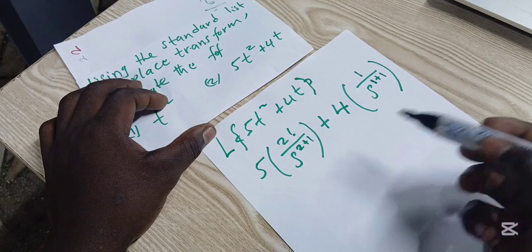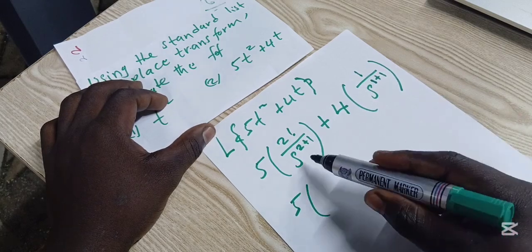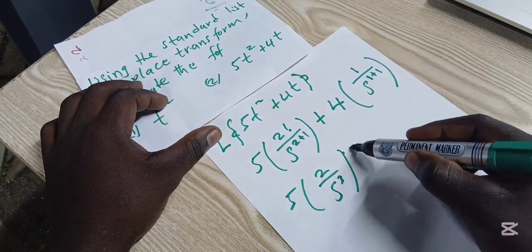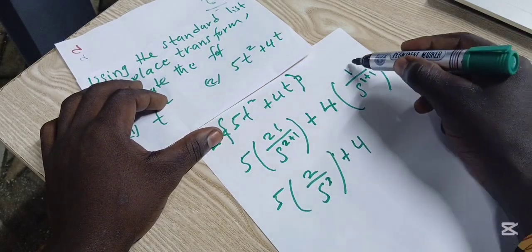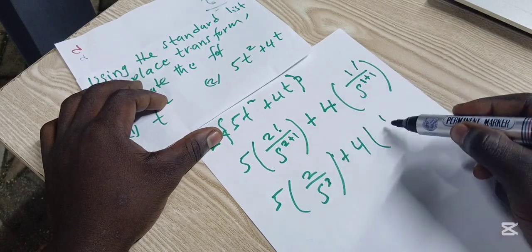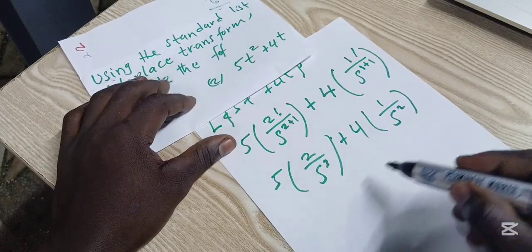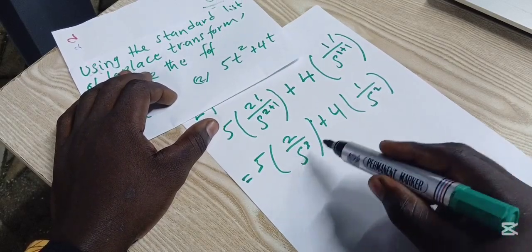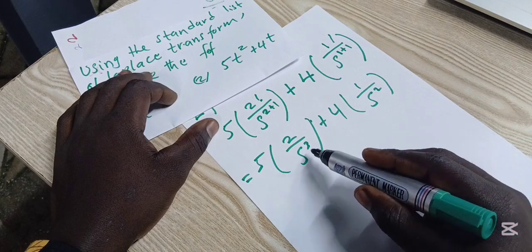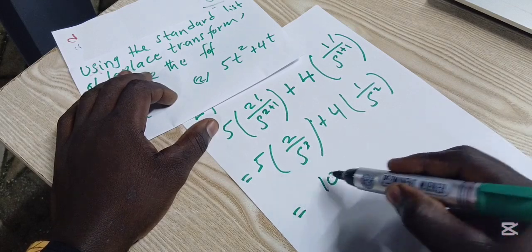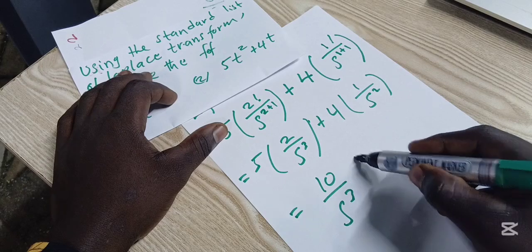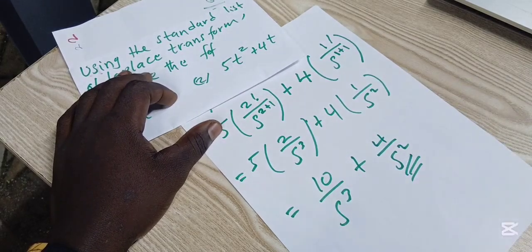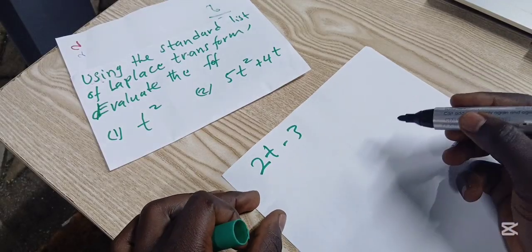So let's simplify this. 5 into bracket, 2 factorial is the same as 2 over s to the power 3, plus 4 into bracket, 1 factorial is the same as 1, so 1 over s to the power 2. Let's simplify this further. 5 by 2 over s to the power 3 will simply give us 10 out of s to the power 3, plus 4 out of s to the power 2. So this is our final answer for this. Now find the Laplace transform of 2t minus 3.